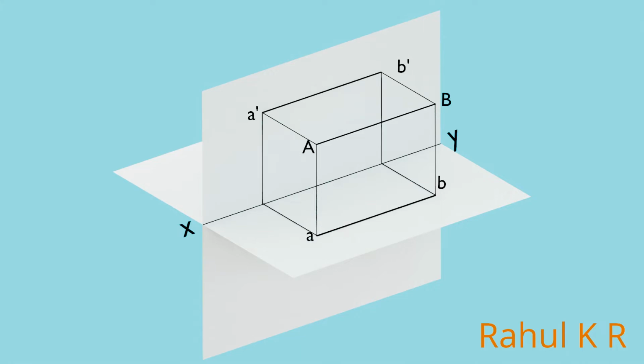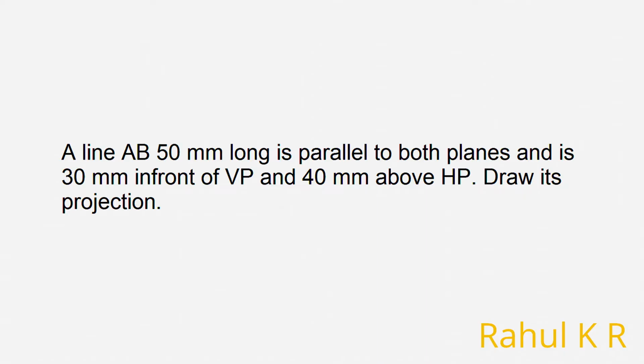Back to the problem. Let's read the question again and see how to draw it on paper. The question was, a line AB 50 mm long is parallel to both the planes and is 30 mm in front of VP and 40 mm above HP. Draw its projections. Let's first start by drawing the XY line as a horizontal line. This should be a thin line, so use an H or 2H pencil. Mark X and Y. Then mark a0 towards the left end of the XY line.